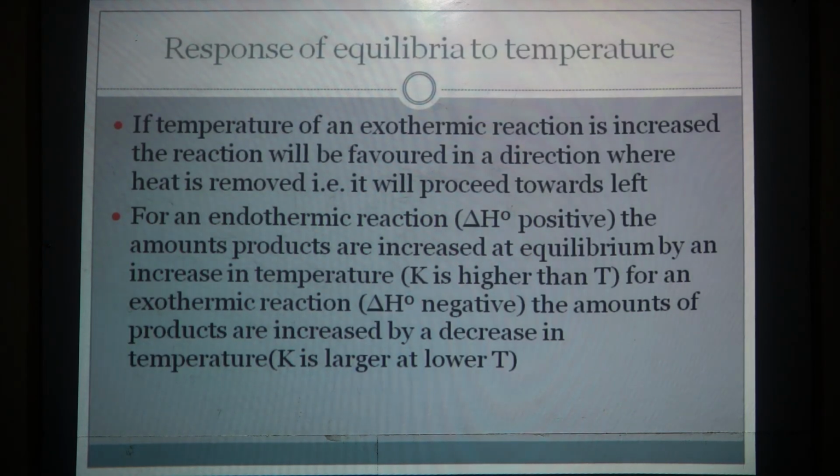Response of equilibria to temperature. If the temperature of an exothermic reaction is increased, the reaction will be favored in the direction where heat is removed. It will proceed towards the left. For an endothermic reaction, delta H0 positive, the amounts of products are increased at equilibrium by an increase in temperature. K is higher at higher T. For an exothermic reaction, delta H0 negative, the amounts of products are increased by a decrease in temperature. K is larger at lower T.